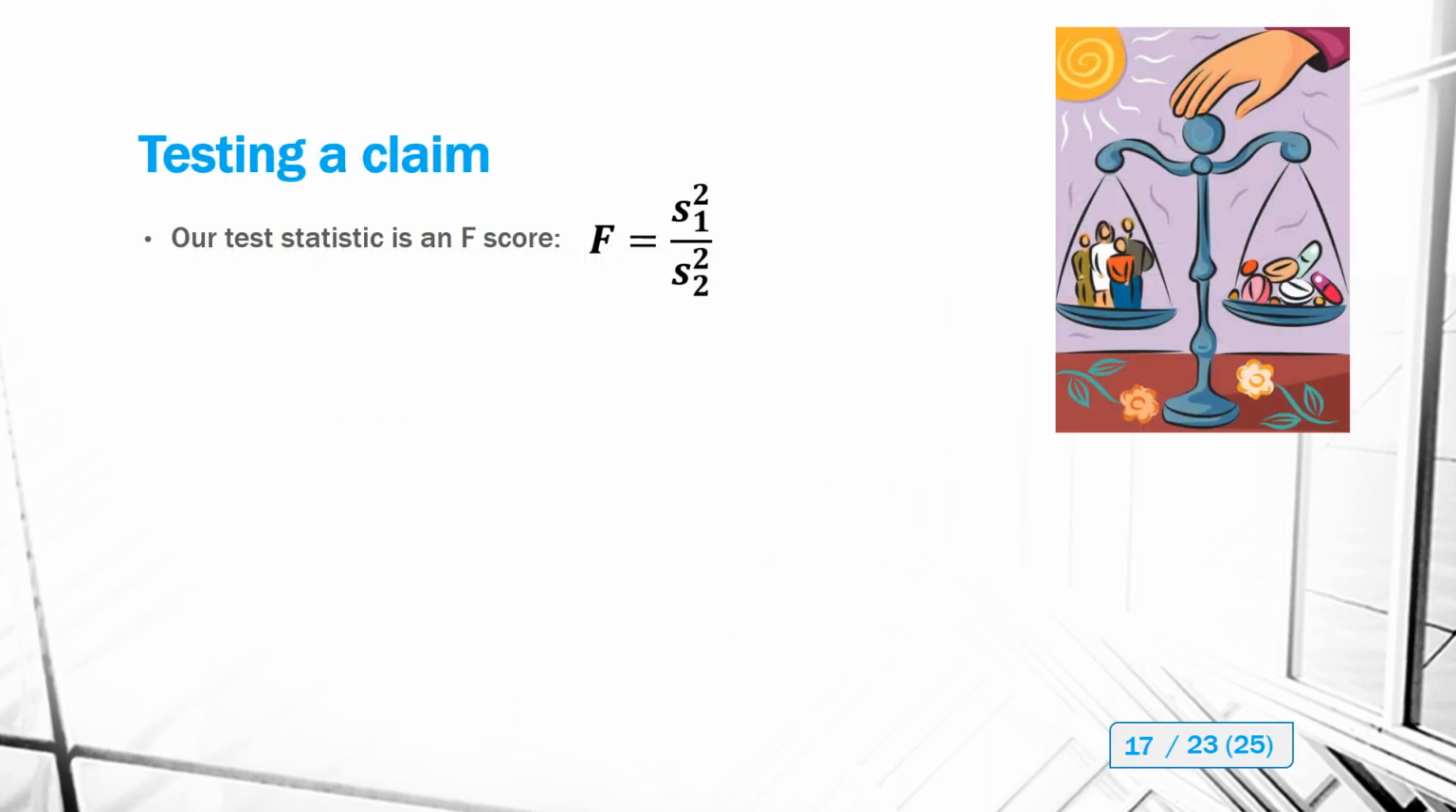So our test statistic is going to be an F-score because we're basing it on the F distribution. And here's how we calculate it. We take the variance from the sample with the larger variance and we divide it by the variance from the sample with the lower variance. So we take the variances of the two samples, take the higher one, put it on top, take the lower one, put it on the bottom, divide it out, and that gives us our F-score.